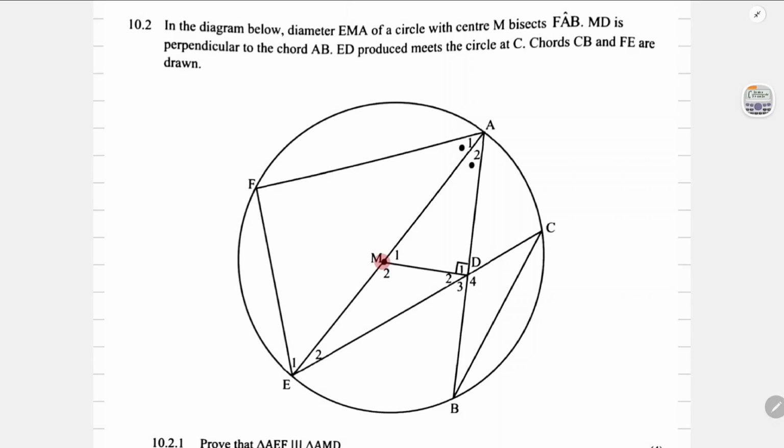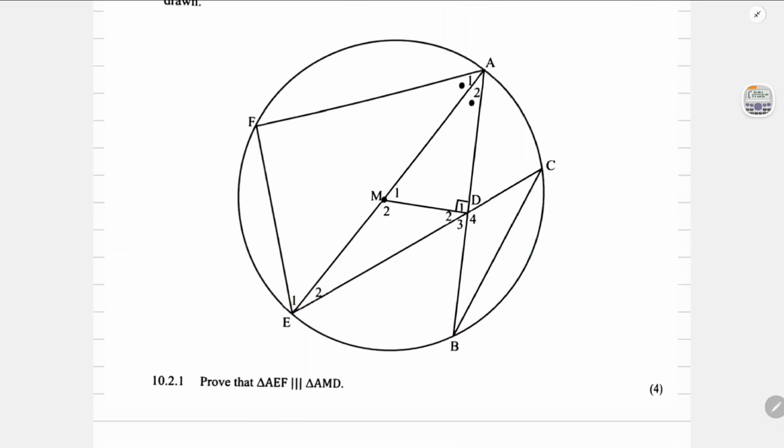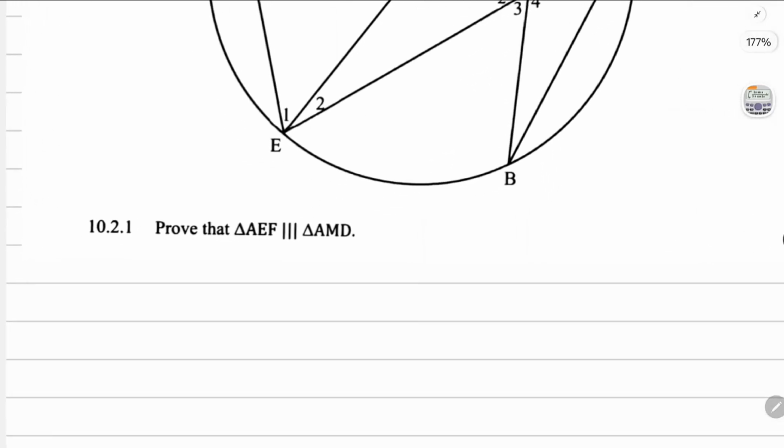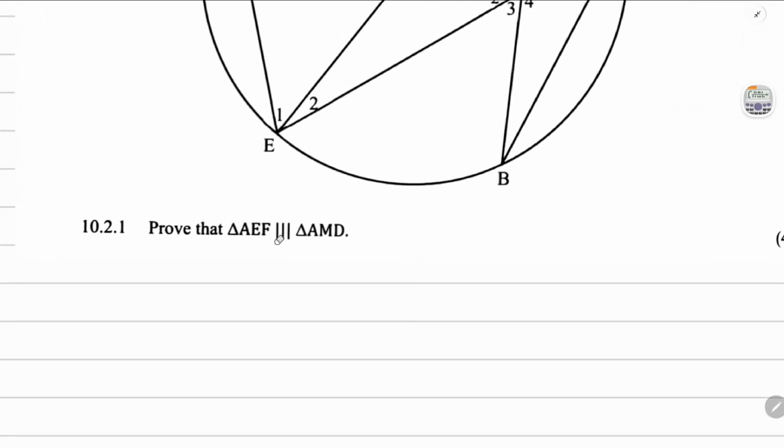Then they tell us that MD is perpendicular to the chord AB, which is no surprise because it's going from the center of the circle. And then they tell us that ED produced meets the circle at C. That doesn't seem that important. And then chord CB and FE are just drawn, so those are just chords. The first question is to prove that triangle AEF is similar to triangle AMD.